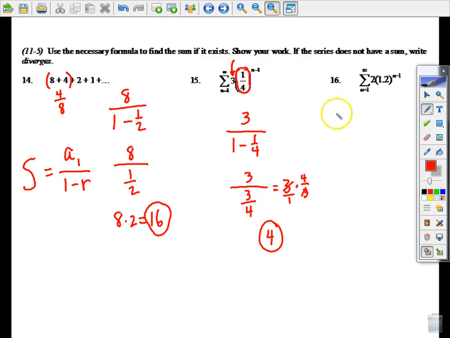Can't really do anything on number 16. I can't find a sum anyway, because remember, for an infinite series to have a sum, the absolute value of r has to be less than 1. Well, that was true on these two. r is 1/2, that's less than 1. 1/4, less than 1. But in this case, r is 1.2, and obviously 1.2 is not less than 1. So all we're going to be able to do on this one is write the word diverges, which means basically there is no sum that can be found for this geometric series that continues infinitely.